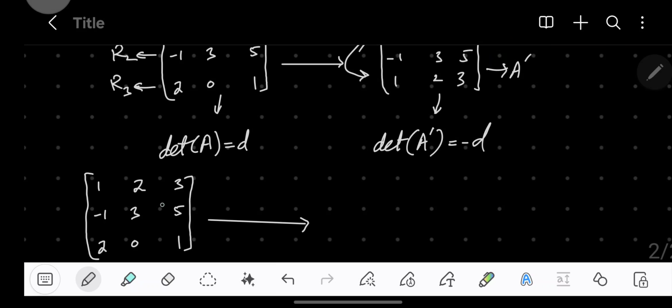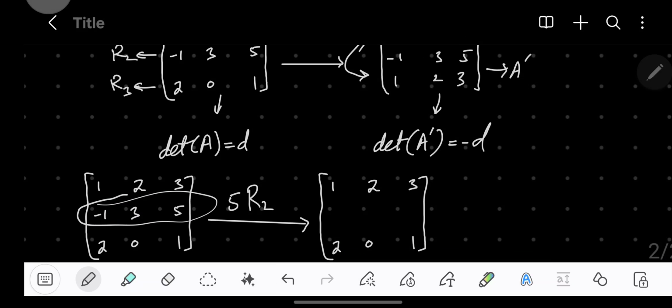For example, this is the matrix, and if you multiply any row with any scalar, for example, take the scalar 5 and multiply it with R2. With any row you can multiply. The first row and the last row will be as they are, but the second row will be the product with 5. So the first entry will be negative 5, the second entry will be 15, and the last entry will be 25. So this is the new matrix.